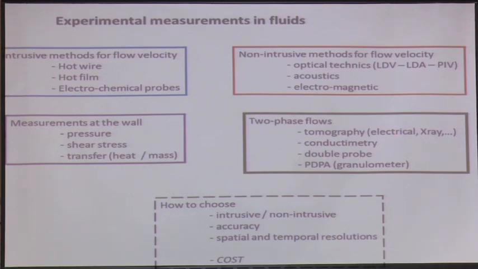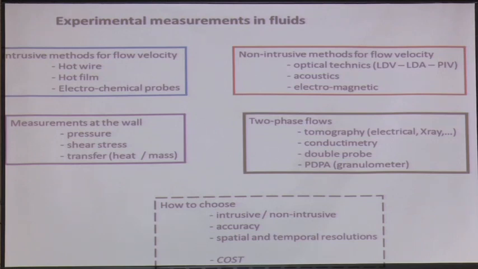Okay. And then you have other techniques based on electrical or X-ray tomography, so you can have an idea of the field of concentration in the cross section of your setup. So there are many. Probably it's not exhaustive. There are probably many more that I didn't mention, but there are many.